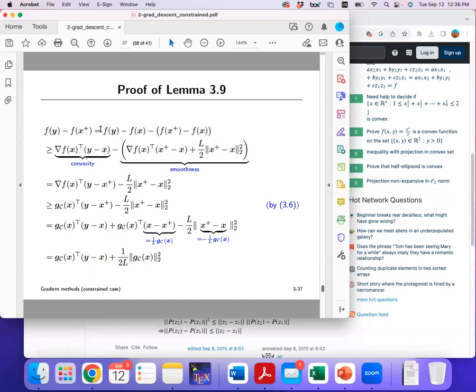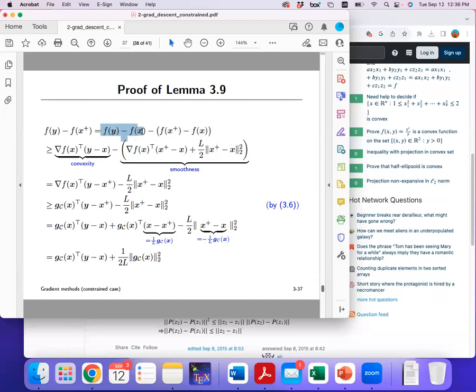So we start from this term, and then we add fx and subtract fx. These two will cancel out, but we introduce them here. After this, we will have two terms of difference. This is fy minus fx. This is fx plus minus fx.